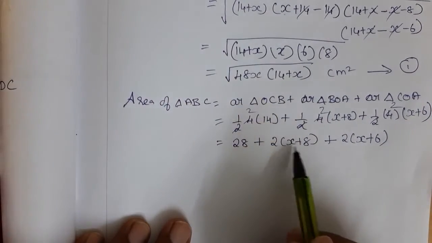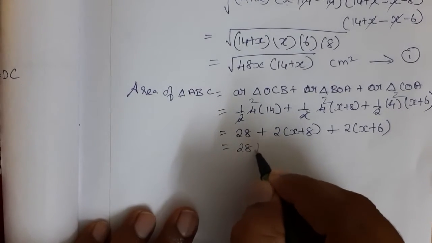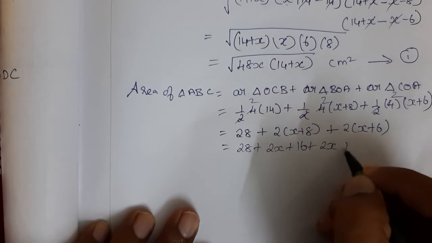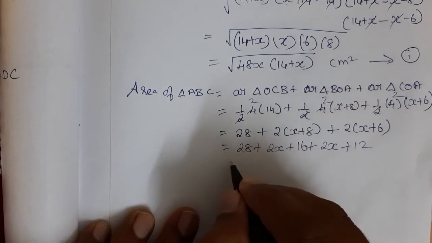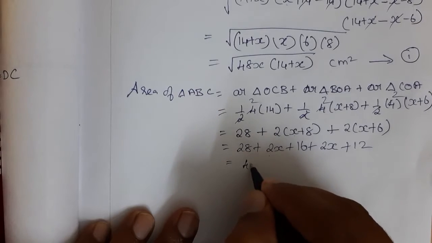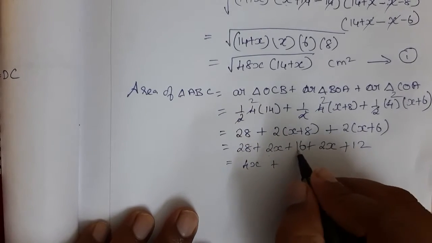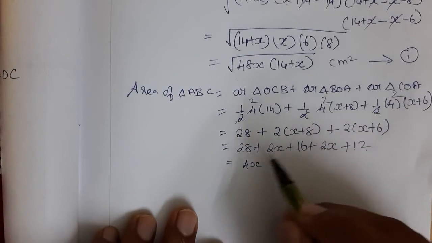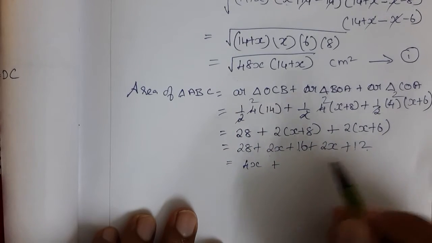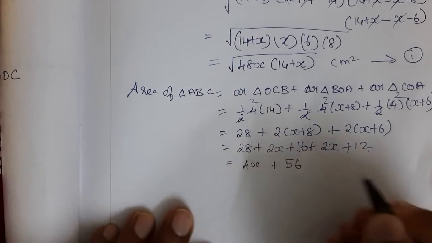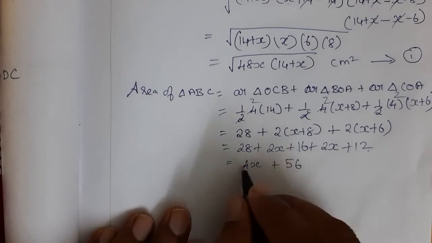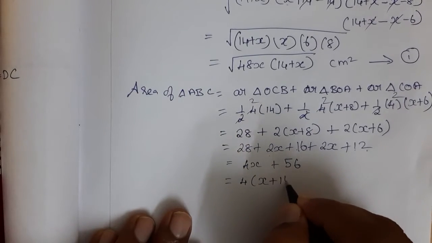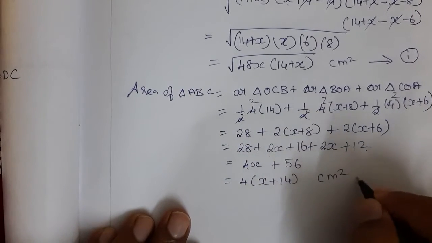So let me expand this bracket, we will be getting 28 plus 2x plus 16 plus 2x plus 12. So 2x plus 2x is 4x, plus 28 plus 16 plus 12, we will be getting it as 56, right? So 4x plus 56, the 4 is the common factor, so 4 into x plus 14, times 56. So this is centimeter square, equation 2.